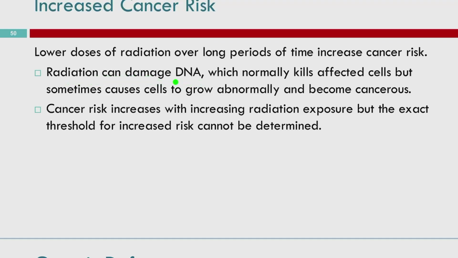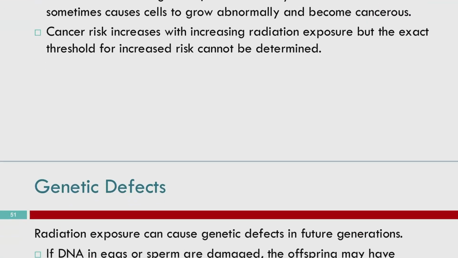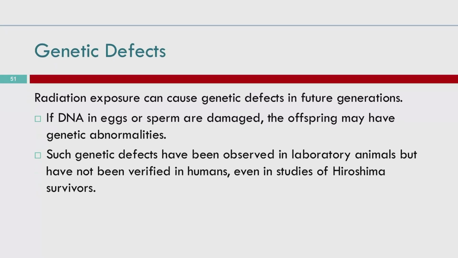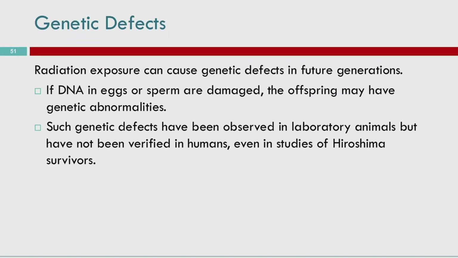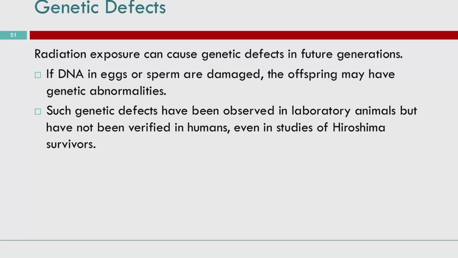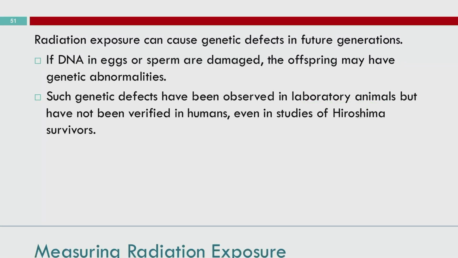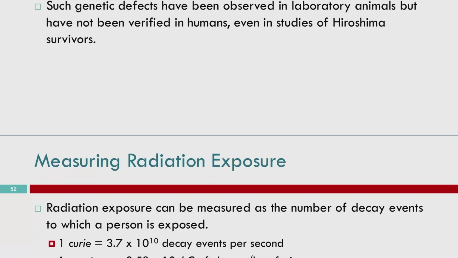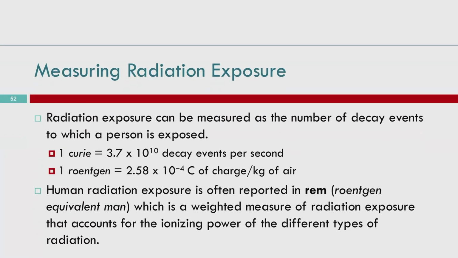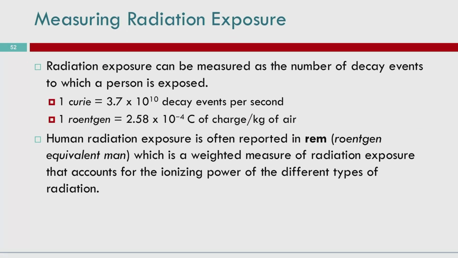Radiation can damage your DNA, which normally kills affected cells, but can sometimes cause them to grow abnormally and become cancerous. There's not like a clear threshold for it. There's also a possibility of genetic defects. I don't have any pictures of that because you can observe them in lab animals, and I'm sure that you could find pictures of people related to that online.